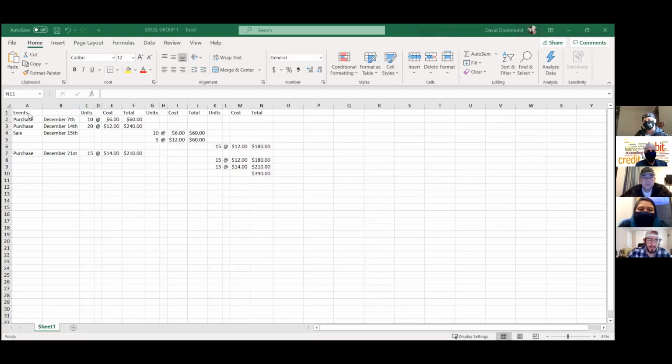Spreadsheet. Okay. So we've got the events over here, which are purchases and sales. The units that were purchased, the cost of the units, the total, and then we have the units that were sold, the cost of the units, the total, and then this is like the subtotal of everything at the end. But I realized now that I didn't add up the first two purchases.